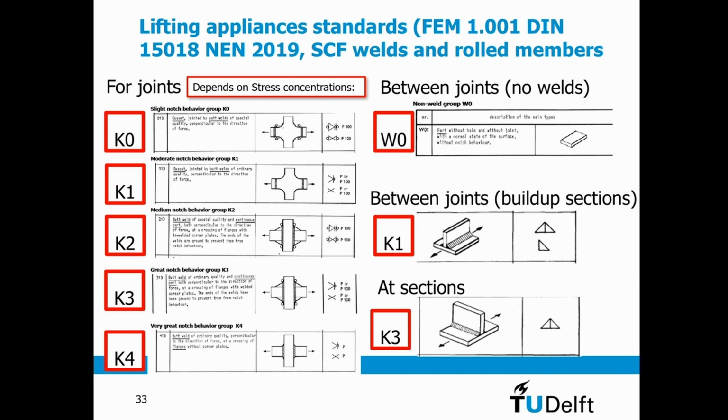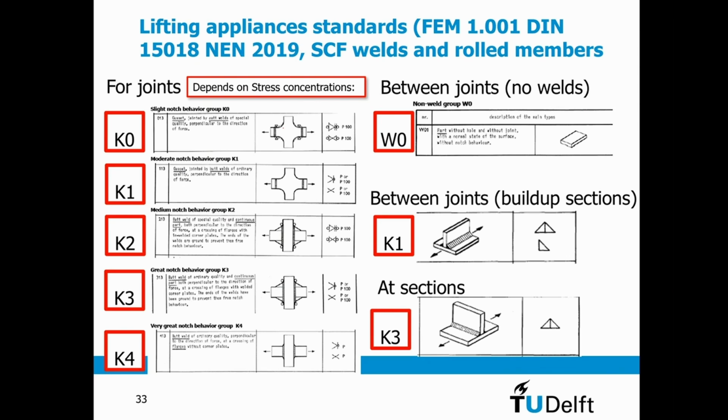If I have a weld which is at the stress concentration, but I do some modification to make it better, and I grind these tips, then it's K2. If I don't grind the tips, it's K3. And if I do not pay attention at all, I have a K4.